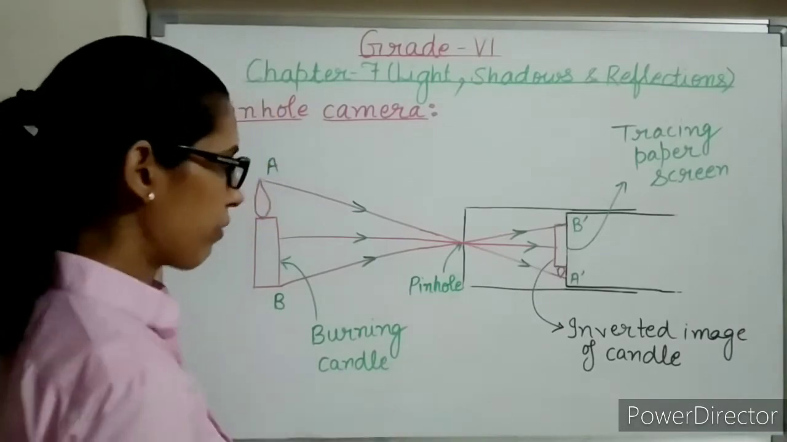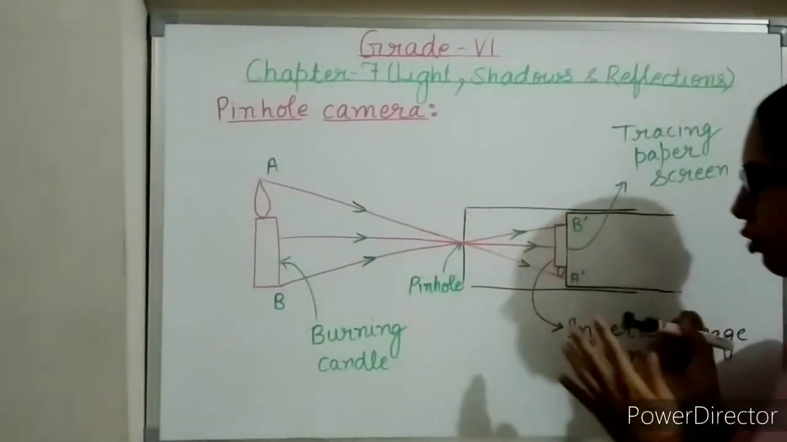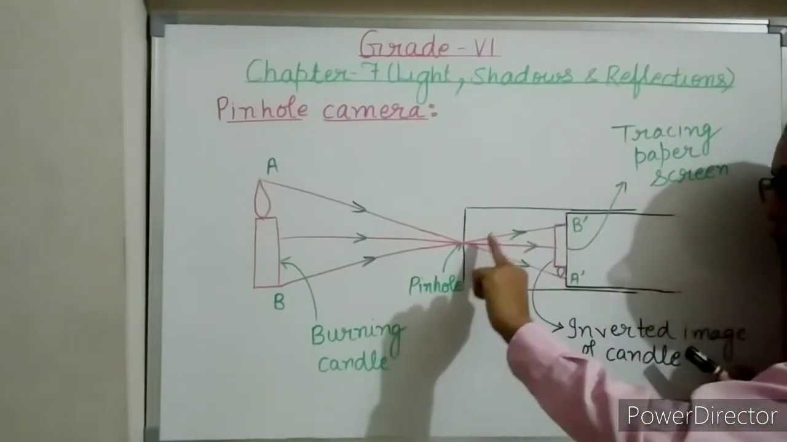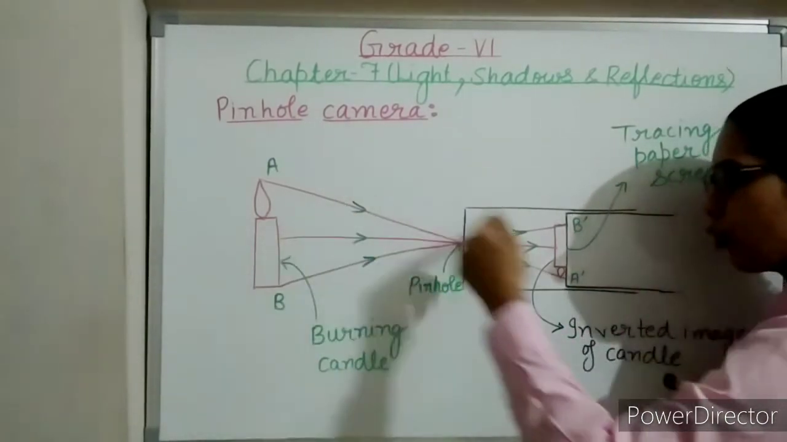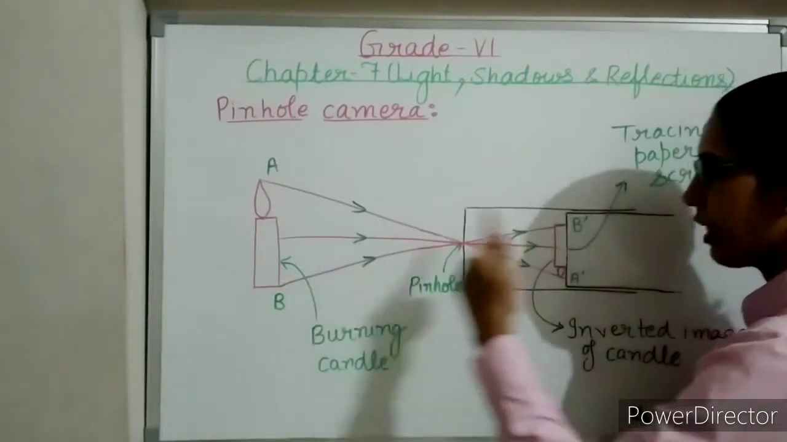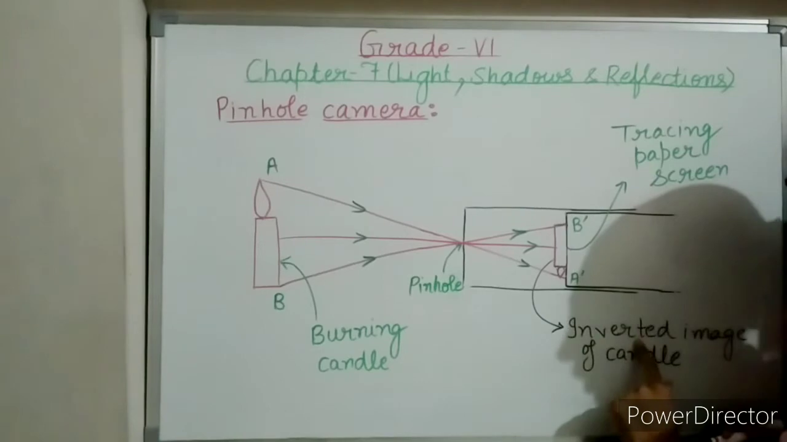So when you want to see any object through the pinhole camera, try to see from here. Okay. Then you will be able to see the object. If any object is there in front of the pinhole camera, you will be able to see the image of that object here on the tracing paper. And the image will be an inverted image.